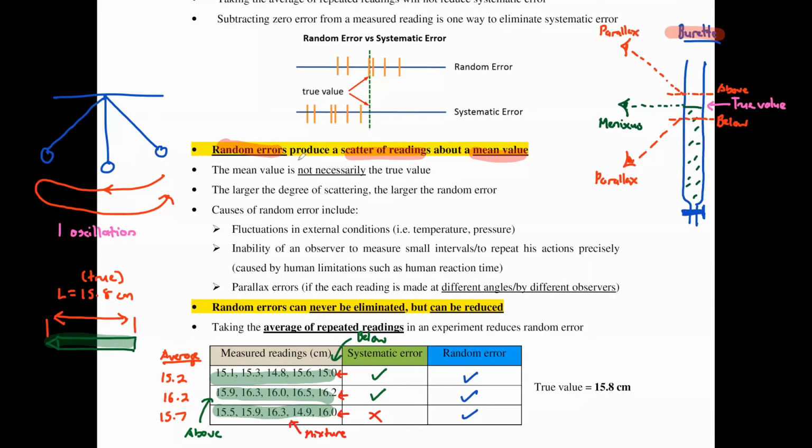When we say mean value here, it does not necessarily mean the true value. Looking at the average values for the three sets of readings, the first set had 15.2, second set 16.2, and the last set 15.7. Only the last set had the mean value close to the true value, whereas the first two sets did not. So bear in mind that the mean value would not necessarily be the true value. In general, the larger the degree of scattering of your readings, or the larger the range of your readings, the larger the random error.